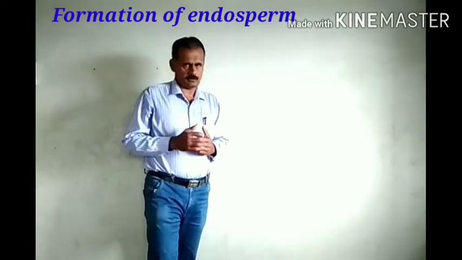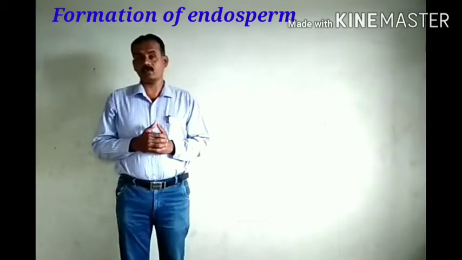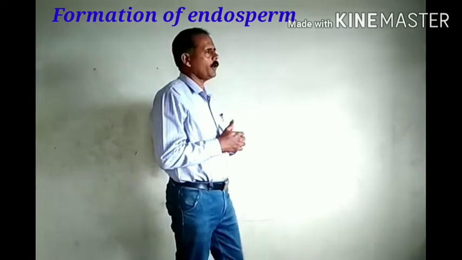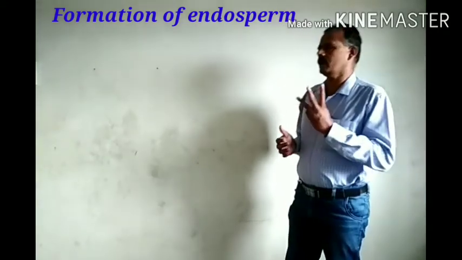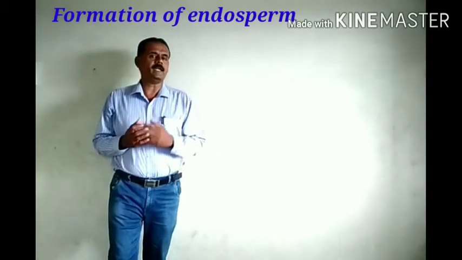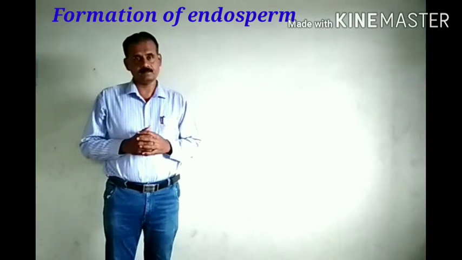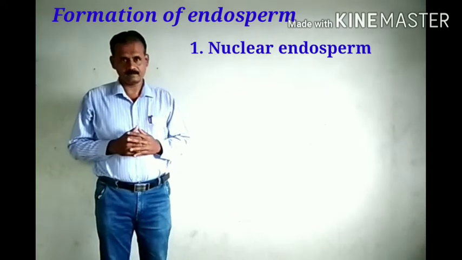Endosperm is the nuclear tissue. Endosperm is formed from the primary endosperm nucleus. The endosperm is formed by the division of the primary endosperm nucleus, and there are three ways of formation of endosperm. Three types of endosperm development are seen. First is the nuclear type of endosperm formation.